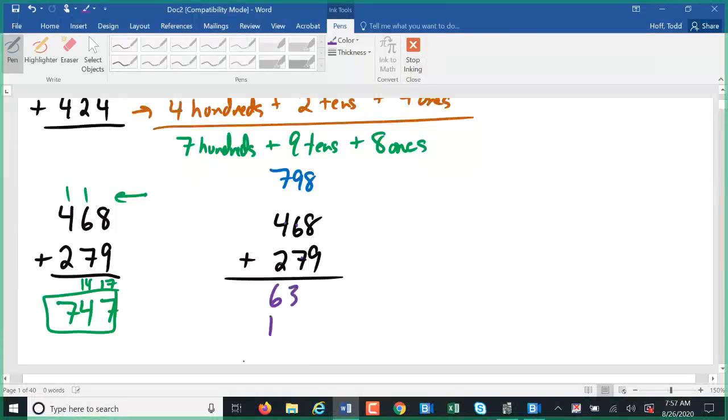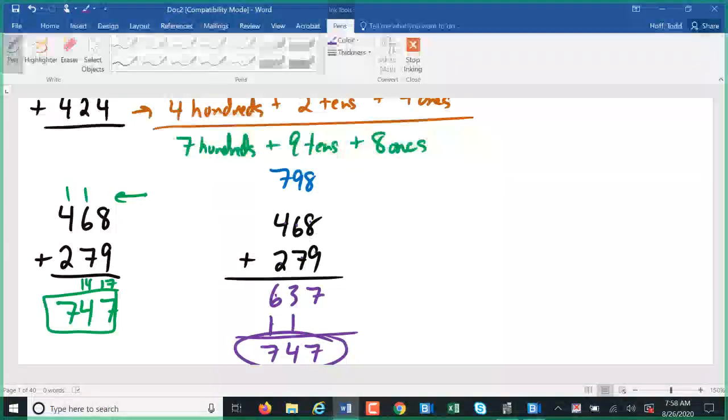So 3, drop the 1. 8 and 9 is 17, so 7, drop the 1. We got 6 and 1 is 7, 3 and 1 is 4, and 7. Now you notice we get the same answer. It's a little bit longer, takes a little bit more space, but we still get to the same answer.